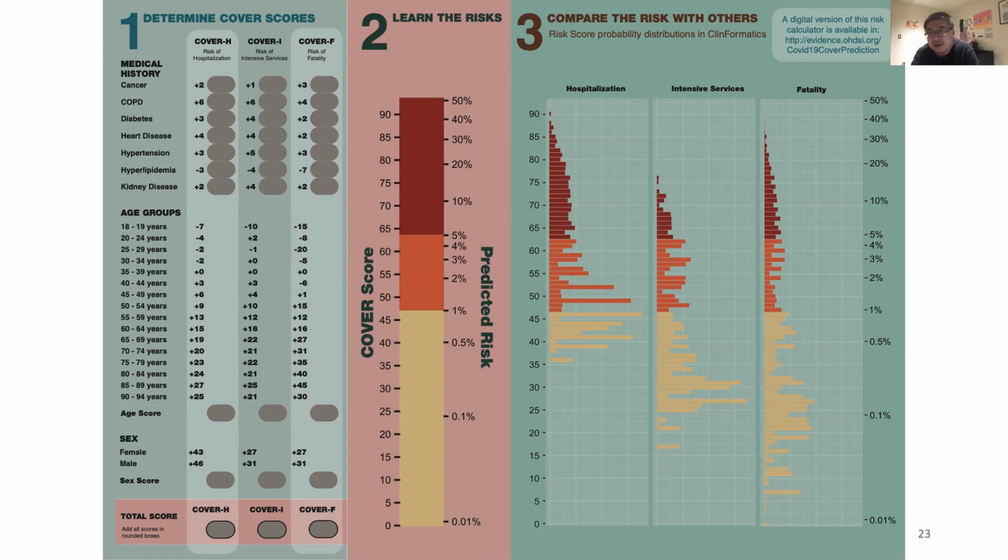To calculate the COVER scores, the clinician needs to identify which predictors the patient has, and the points for each of those predictors are then added to arrive at a total score, which is pretty easy to use. So this is one work.